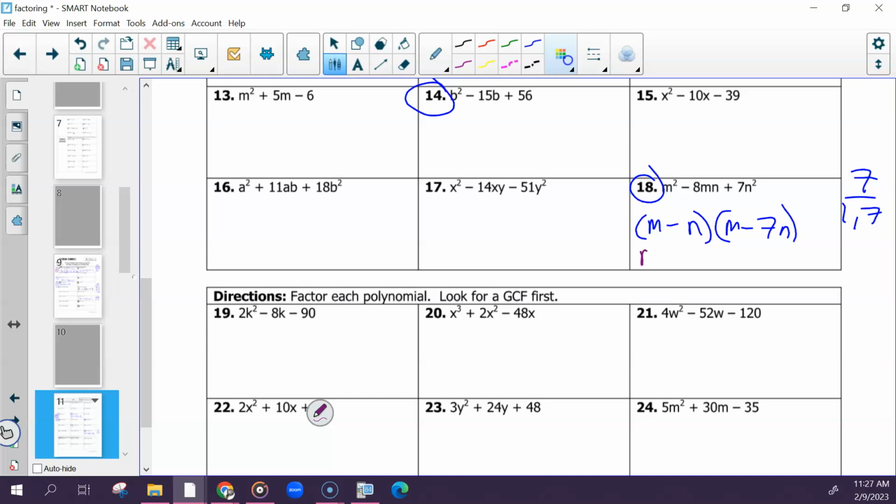M times m would give us m squared. M times negative 7n would be negative 7mn. Negative n times m would be negative nm, or mn, doesn't matter. And then negative n, times negative 7n would be a positive 7n squared.